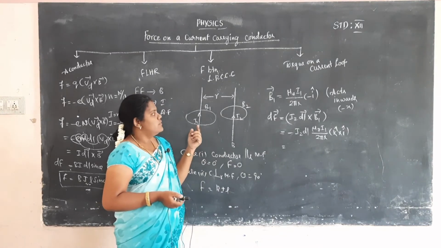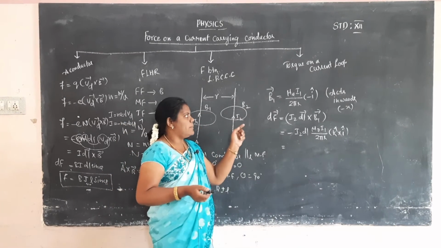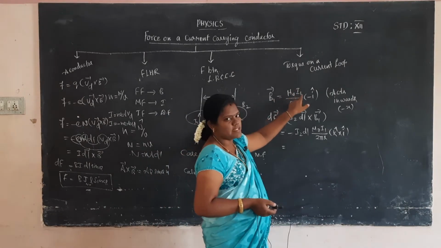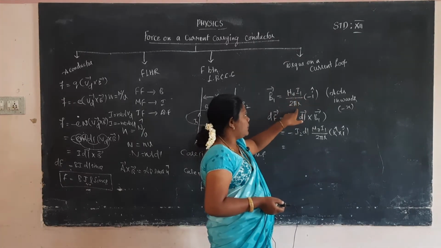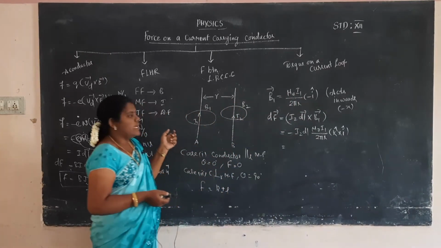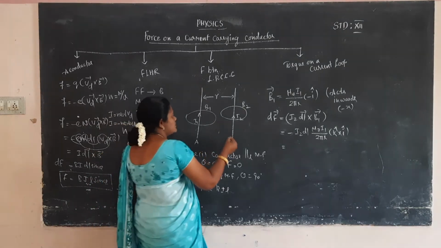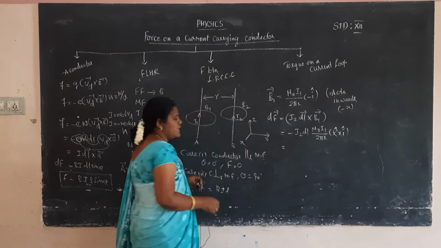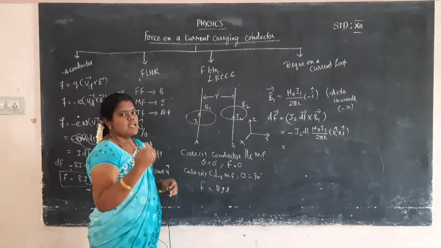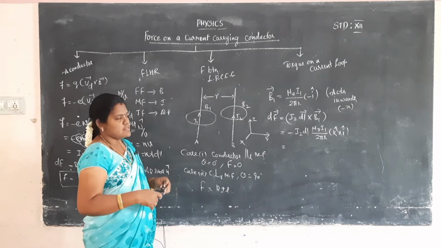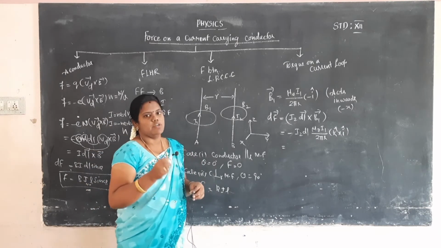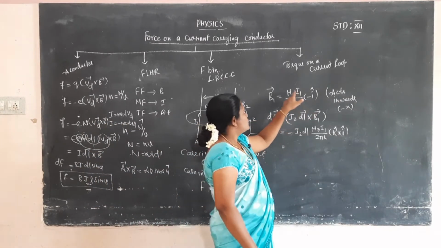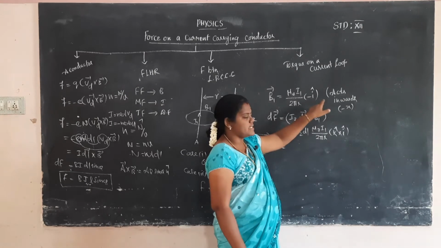We derived that the formula is mu naught I by 2 pi r. So in this question also, B1 is equal to mu naught I1 by 2 pi r, but we take the negative x-axis because we consider the Cartesian coordinate axes x, y and z. The conductor is located on the z-axis, and the magnetic field is created in the negative x-axis. The unit vector for the x-axis is i cap, so the negative x-axis is minus i cap. So B1 is mu naught I1 by 2 pi r times minus i cap.